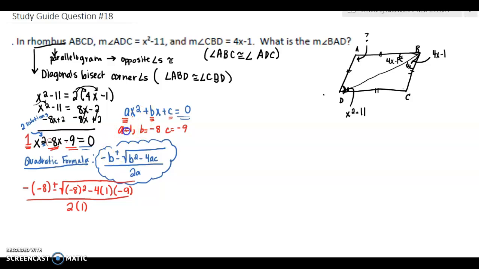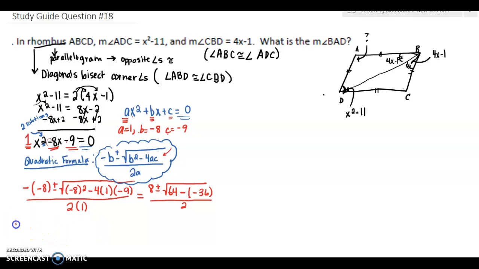Okay, so I've just taken this a, b, and c and plugged it into the a, b, and c here. All right, let's clean this up now. This is ugly and scary, but if I clean it up, it's not that bad. So negative 8 would just be a positive 8, plus or minus the square root of negative 8 squared, which is a positive 64, minus 4 times 1, which is 4, times a negative 9, which is a negative 36, all over 2 times 1, which is 2.